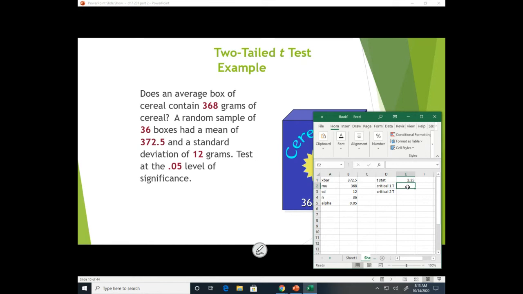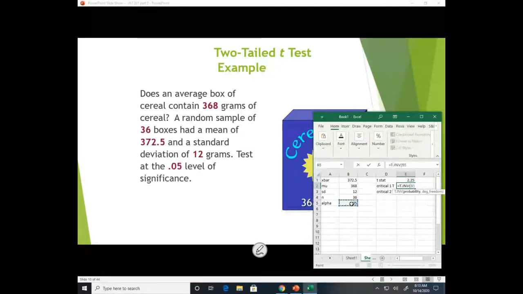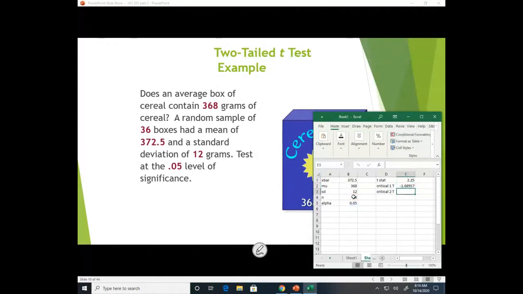Okay, so for this one, we want to use T.INV. You'll see that when we go to the two-tailed, we're going to use the other formula. But for T.INV, we're going to take our probability of 0.05. Degrees of freedom is going to be n-1. So we get... technically, we can do absolute value on that. So let's do that.